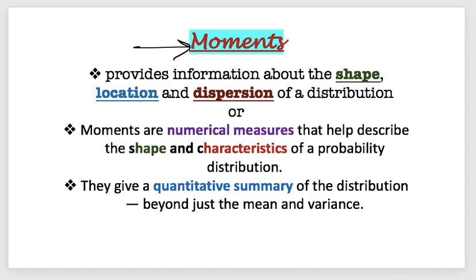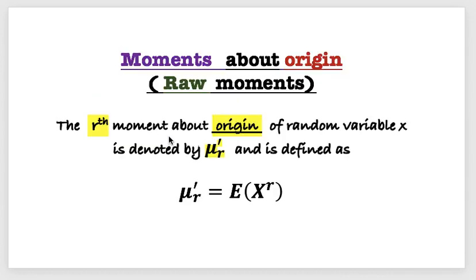Actually, it gives us information about the shape, location, dispersion or asymmetry of the data, or you can say of a distribution under probability. In fact, it is also a quantitative summary, and it is not confined only to mean and variance, it can go beyond that. Different shape characteristics can be studied with the help of moments. So let's begin with the first very important moment, which is called the moment about origin.